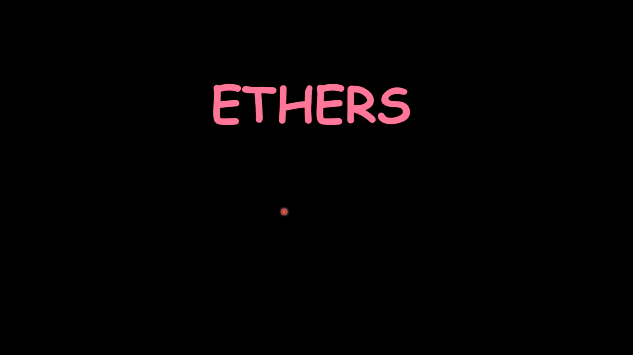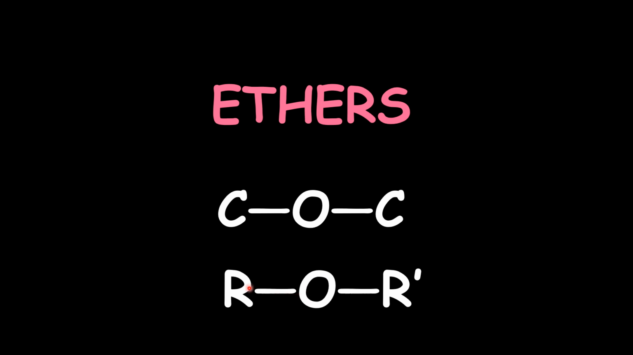Let's move on to ethers now. Ethers will have the general formula carbon connected to oxygen, that is further connected to carbon. These carbons can be further connected to hydrogens or carbons. This carbon group can be alkylic in nature or arylic in nature, or we can also have one carbon alkylic and another carbon arylic in nature. They are generally represented as ROR', where we are having two different types of alkyl groups on them. This can be further written in different forms.